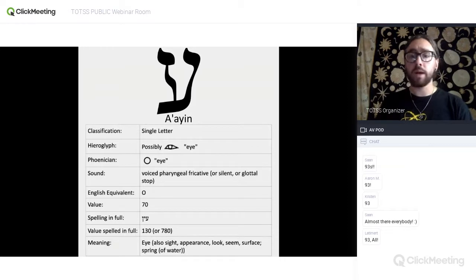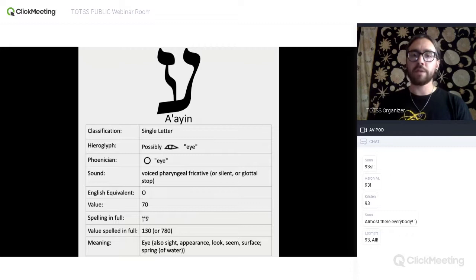In modern Hebrew, it's often just silent or is sometimes the glottal stop. So in modern Hebrew, it's basically the same as an aleph in terms of pronunciation, being either silent or the glottal stop. But traditionally, it would have been distinguished. Now, the English equivalent you'll usually see is the letter O. In actual transliteration, it'll often be an A with the apostrophe there, which can often indicate the glottal stop pronunciation. That's more of a modern thing.